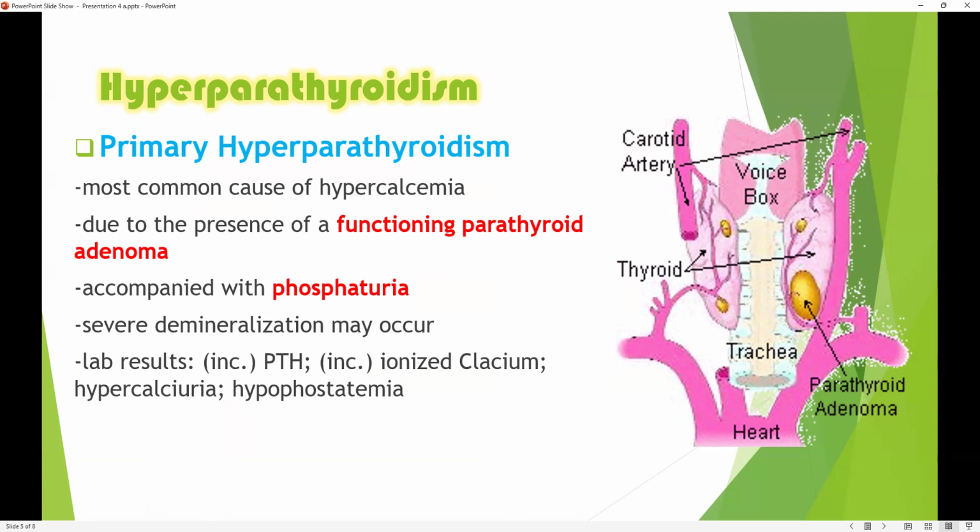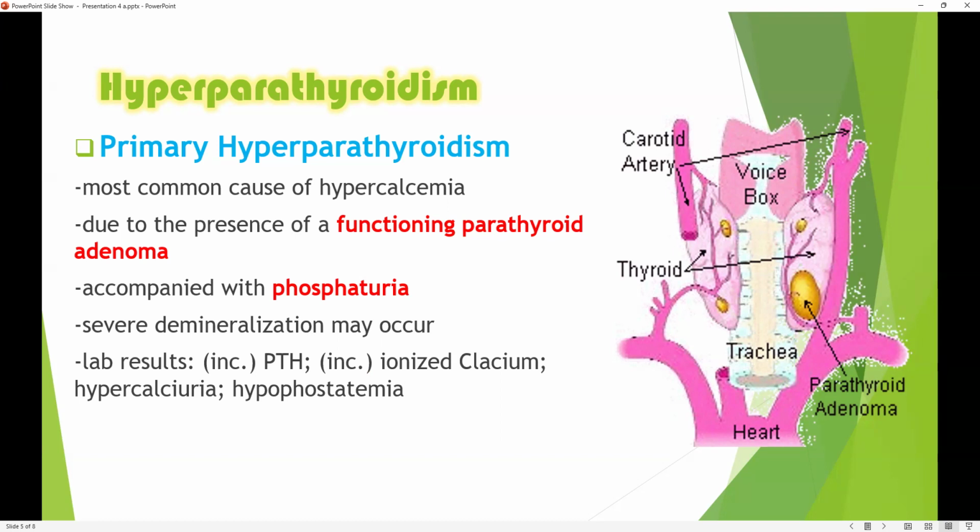So kapag may hyperparathyroidism ka, of course you will expect hypercalcemia. So it is due to the presence of a functioning parathyroid adenoma. It is accompanied with phosphaturia and severe demineralization may occur kasi nga your bones will be demineralized because of the hyperparathyroidism. So for the lab results, there will be increased parathyroid hormone, increased ionized calcium, hypercalciuria, and hypophosphatemia.